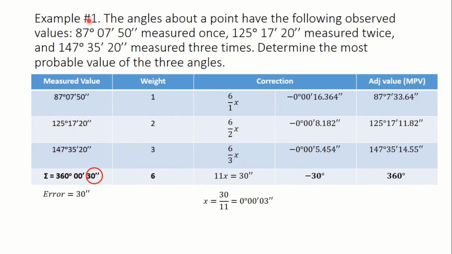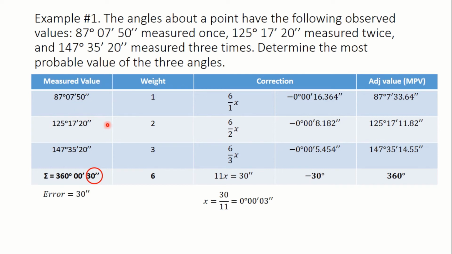Nakuha ko kasi sa example number 1. Parehas lang sa example number 1 ito, pero nilagyan ko ng measured once. Ito, measure twice. Ito, thrice measure. So determine the most probable value of the three angles.